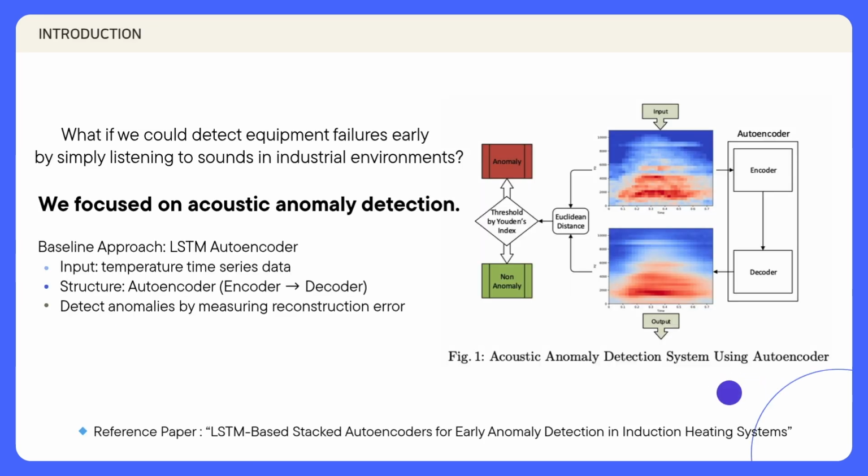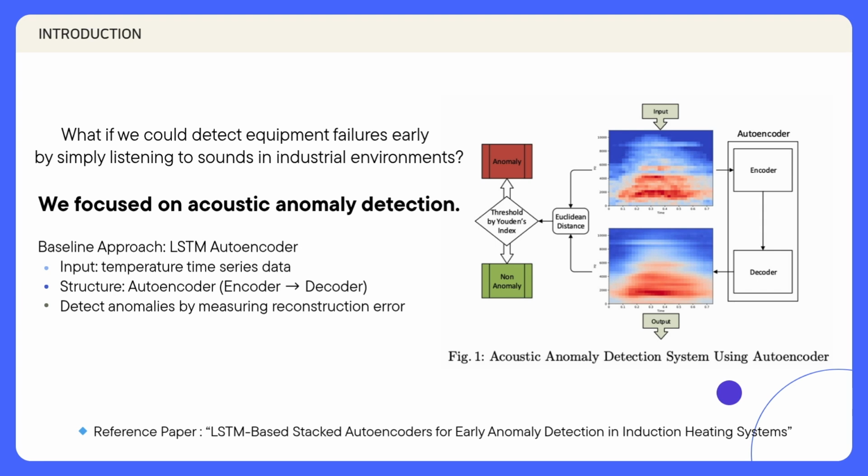To begin with the background, early detection of machine abnormalities in industrial sites is crucial for preventing accidents and improving productivity. However, installing vibration or temperature sensors is often difficult or expensive. What if we could detect equipment failures early by simply listening to sounds in industrial environments? We focused on acoustic anomaly detection.